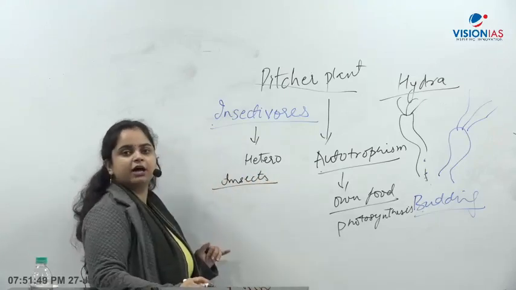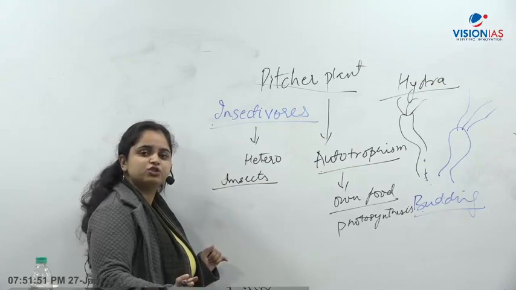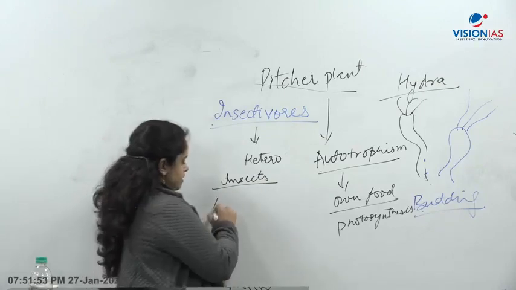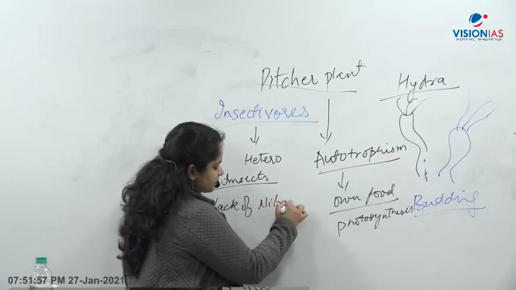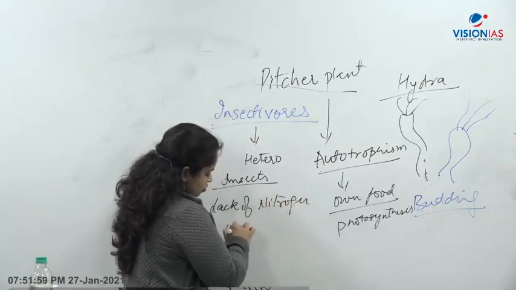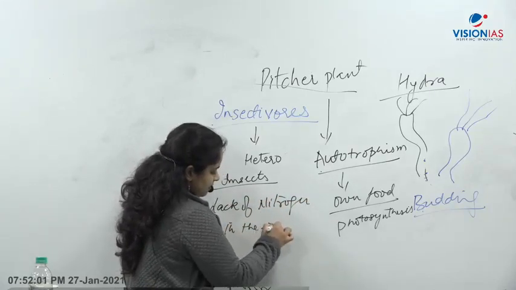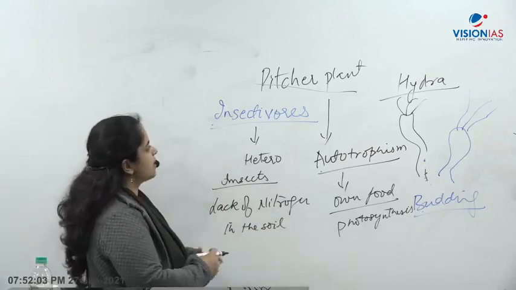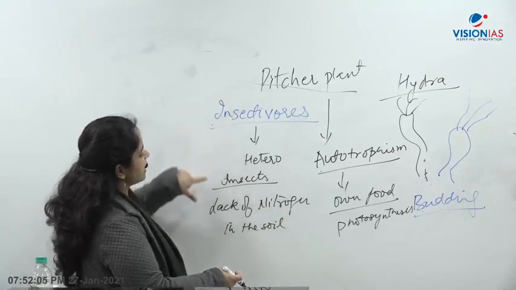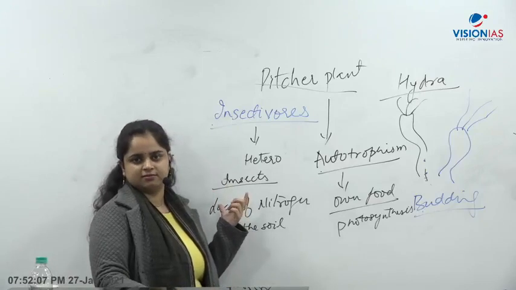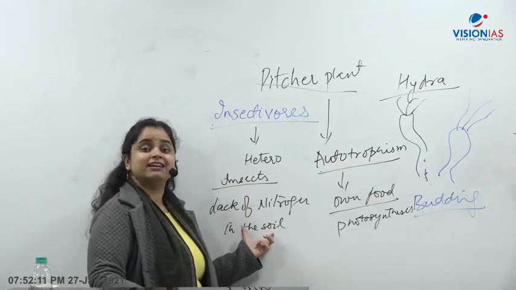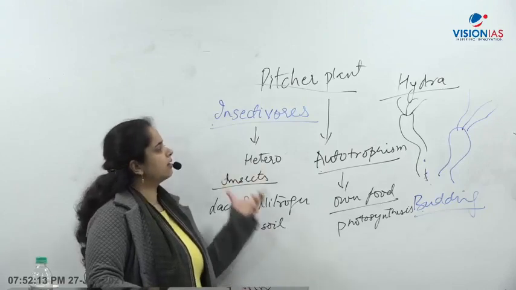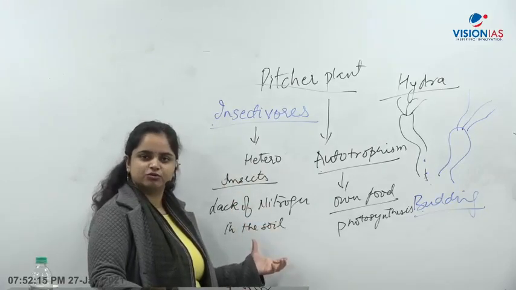These plants are growing in those soils which do not have nitrogen. So, lack of nitrogen in the soil is the reason why these plants additionally are consuming insects. Just to supplement nitrogen, they are eating insects also.